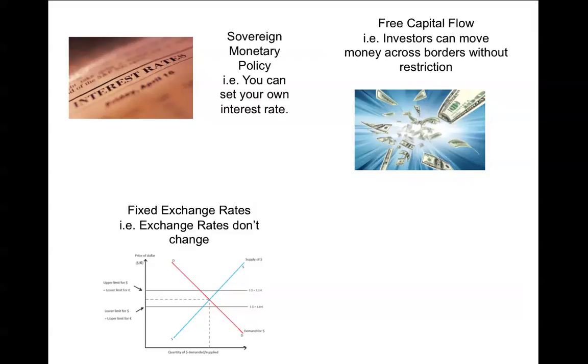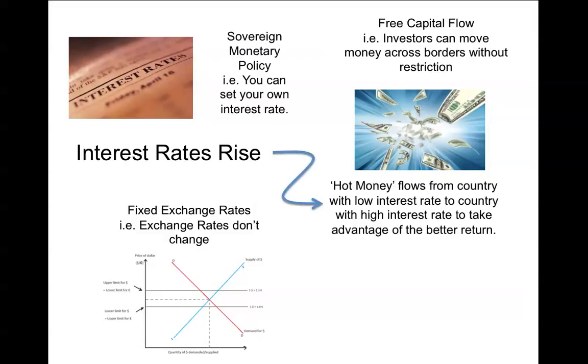And like we said, a fixed exchange rate means that your exchange rates don't change. You manage them actively to make sure that they're going to be within certain levels. So think for a minute, if the interest rates rise, what's going to happen? Well, like we said before, if you have interest rates rise, then hot money is going to flow from the country with a low interest rate into the country with a high interest rate to take advantage of the better return, just like we said before.